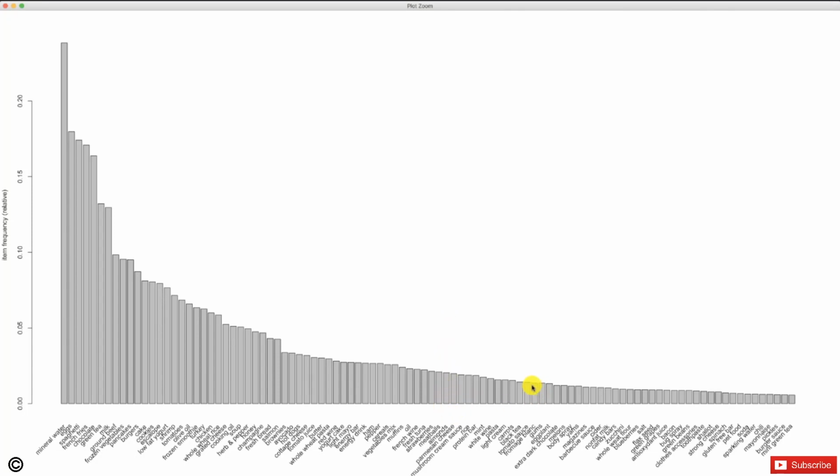So for example, let's say the value here on the y-axis is 0.005, then that means that all the products on the left of this vertical bar will have a support higher than 0.005. And so if we set a minimum support of 0.005, then the rule will only contain the different products of this left side of the vertical bar here. And so now how to choose this support?